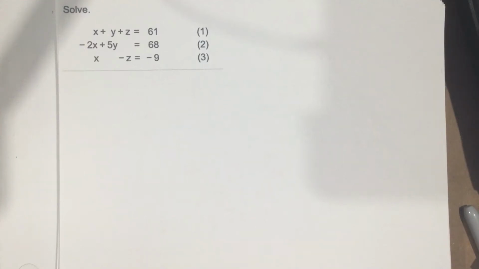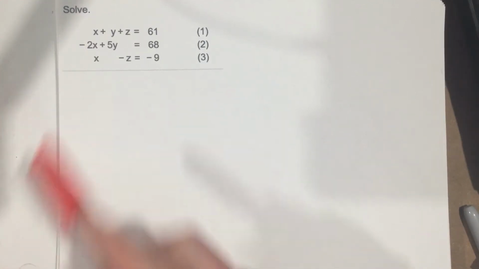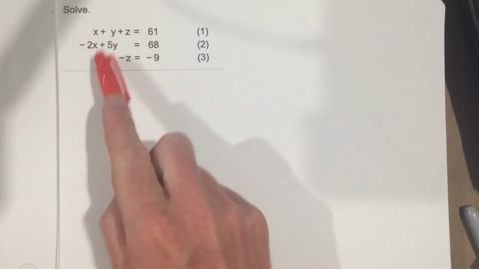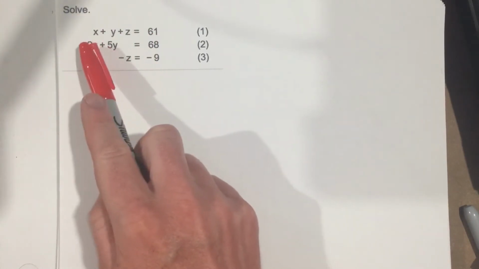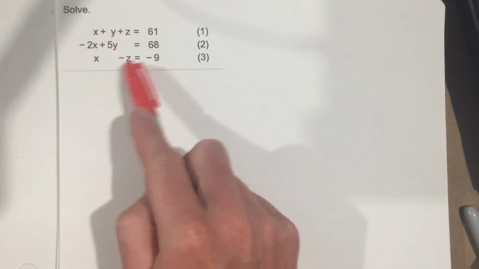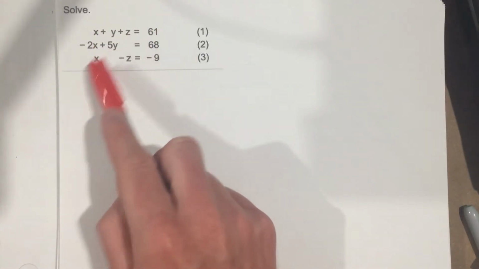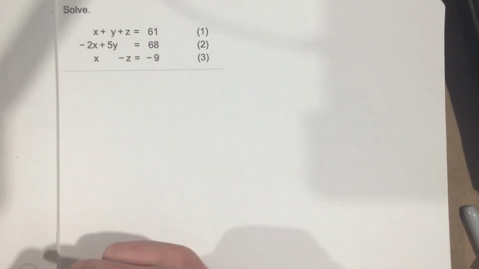This is problem number 3 from section 9.3. In this problem, it says to solve the following system of equations in 3 variables. You'll notice we have 3 equations, 3 variables in the first. It's missing the z term in the second. We're missing the y term in the third.